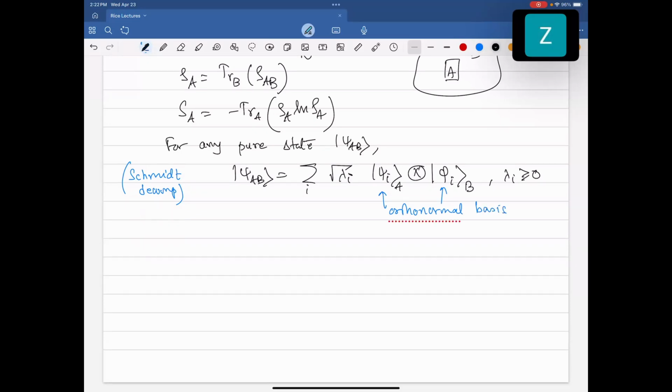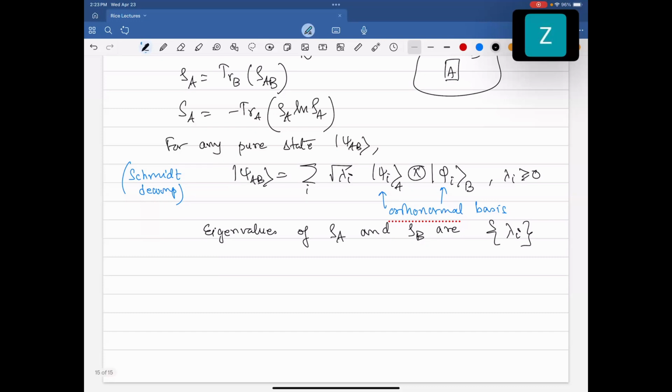Given that the bases are orthonormal, then we can immediately write down the eigenvalues of the density matrices rho A and rho B. They are just given by the lambda i's. You can try this: compute the reduced density matrix by first writing down the density matrix and tracing out, let's say, the B part, and then you will immediately see that the eigenvalues are indeed the lambda i's.